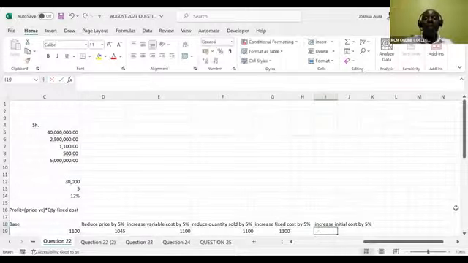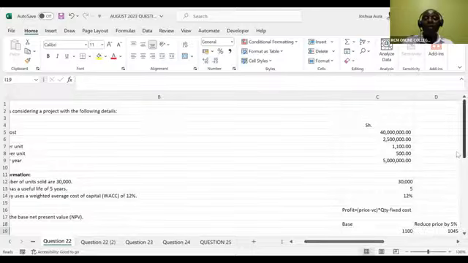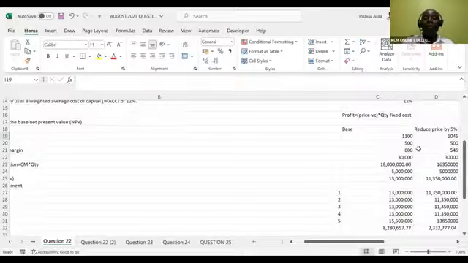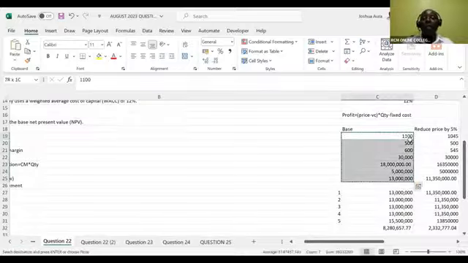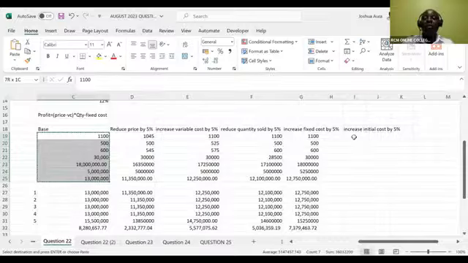So first of all, you copy what? Go to the base and pick it, up to profit. So the base here. Control shift down arrow, control C to copy. Then you move back here to this initial cost. Put it here.